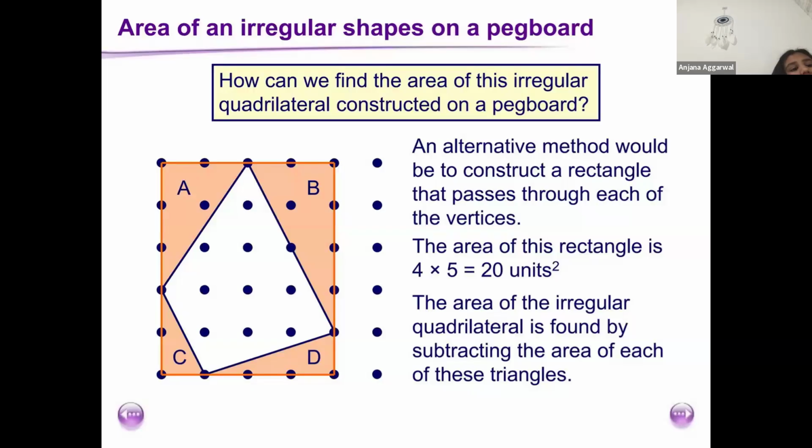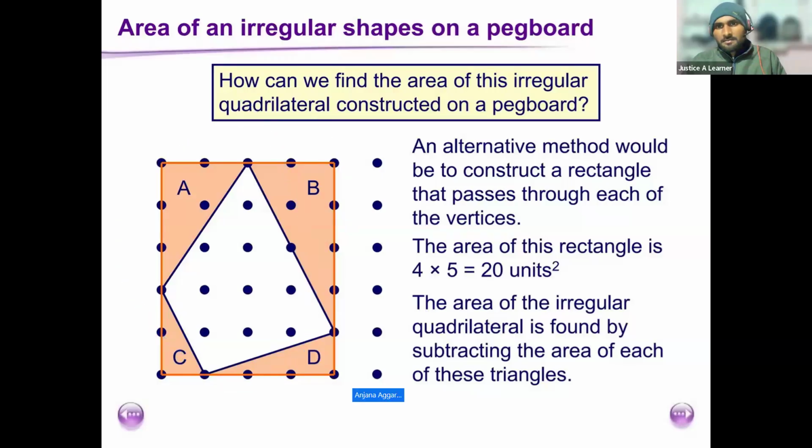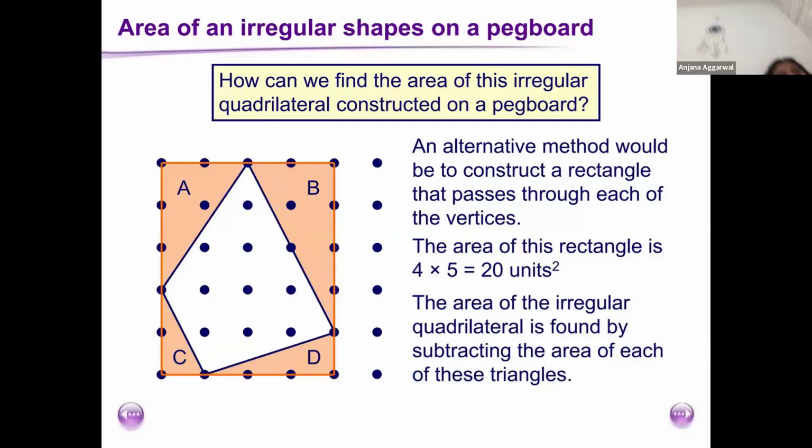How can we find the area of this? Try to observe. You want the area of the whole thing. Just see what the question says. Read the question once again. So how can we find the area of this irregular quadrilateral constructed on a grid?